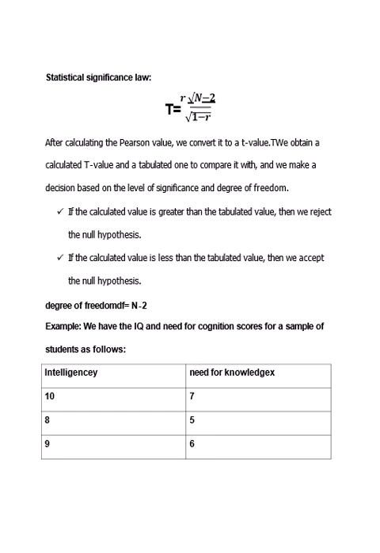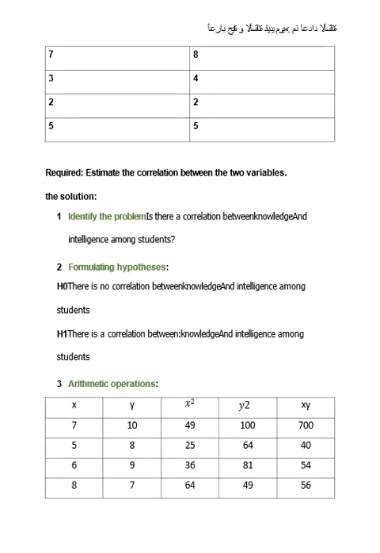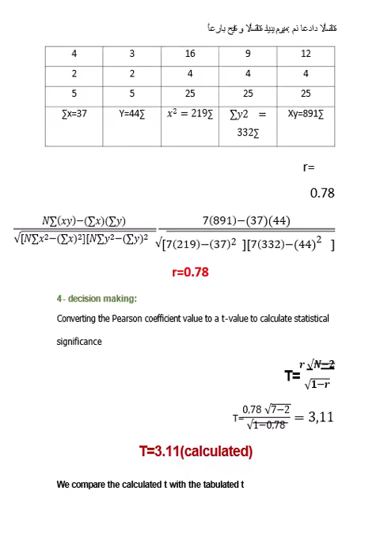Example, we have the IQ and need for cognition scores for a sample of students as follows. Intelligence, y: 108, 97, 32, 5. Need for knowledge, x: 75, 68, 42, 5. Required, estimate the correlation between the two variables. The solution. Identify the problem: is there a correlation between knowledge and intelligence among students? Formulating hypotheses. H0: there is no correlation between knowledge and intelligence among students. H1: there is a correlation between knowledge and intelligence among students. r equals 0.78.